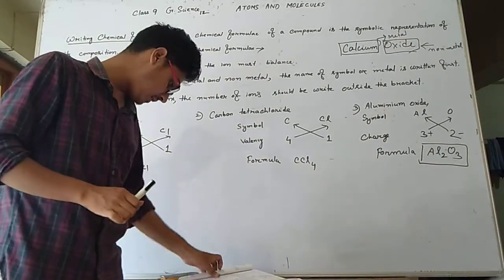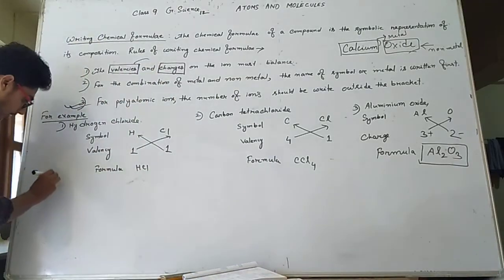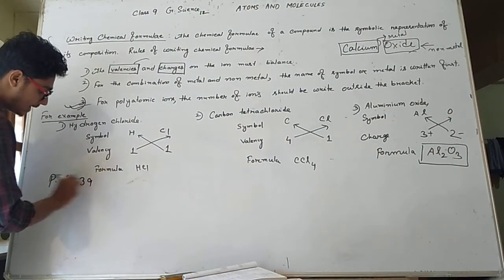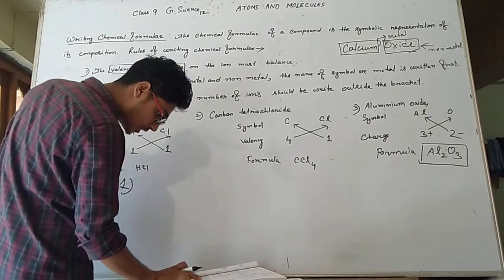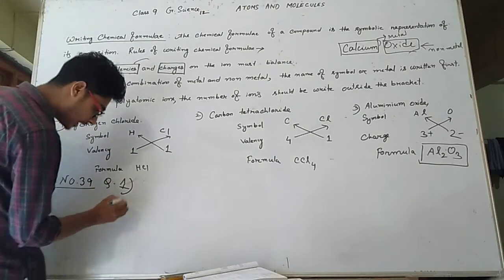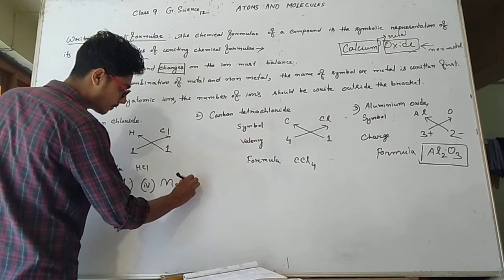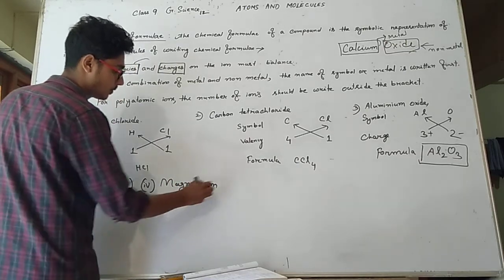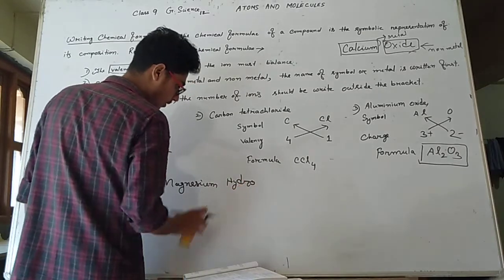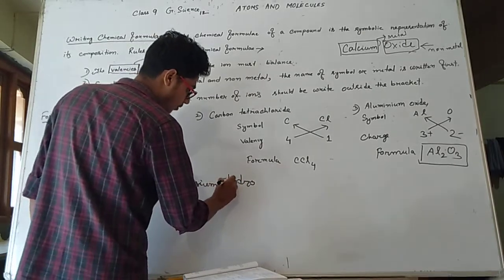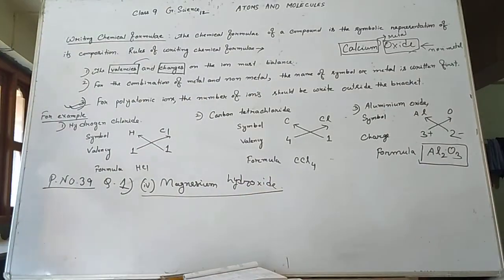Now we are going to write another formula, page number 39, question number 1: magnesium hydroxide. It's hydroxide, not capital. So we are going to write the formula for magnesium hydroxide.